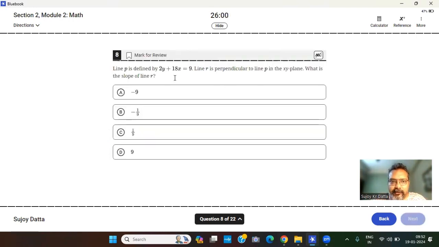Next, the line P is defined by something. R is perpendicular. What's the slope? So here 2y equals negative 18x plus 9. So y equals negative 9x plus something. So the slope here is negative 9. Perpendicular line, the slope has to be 1 over 9. So that the product of the slopes is negative 1. So the answer is C.